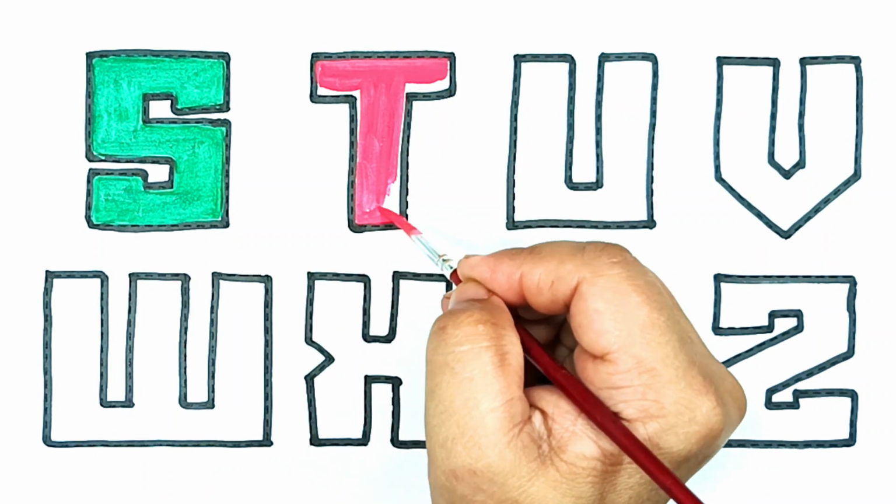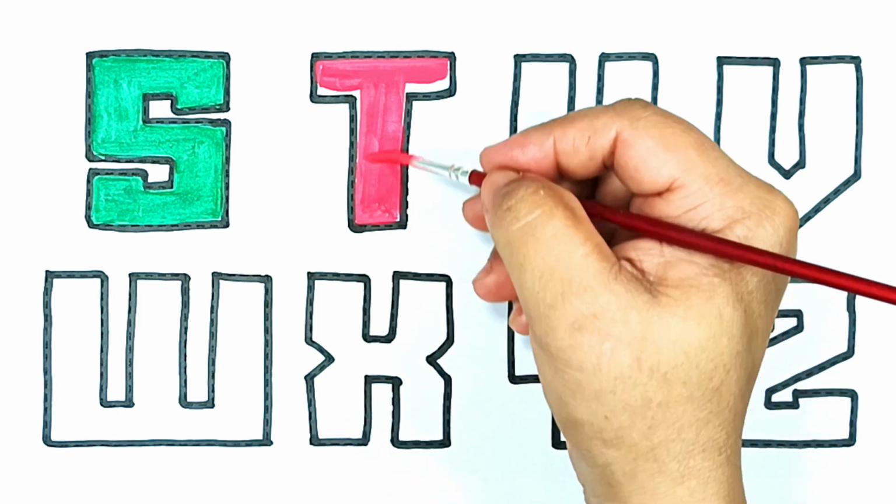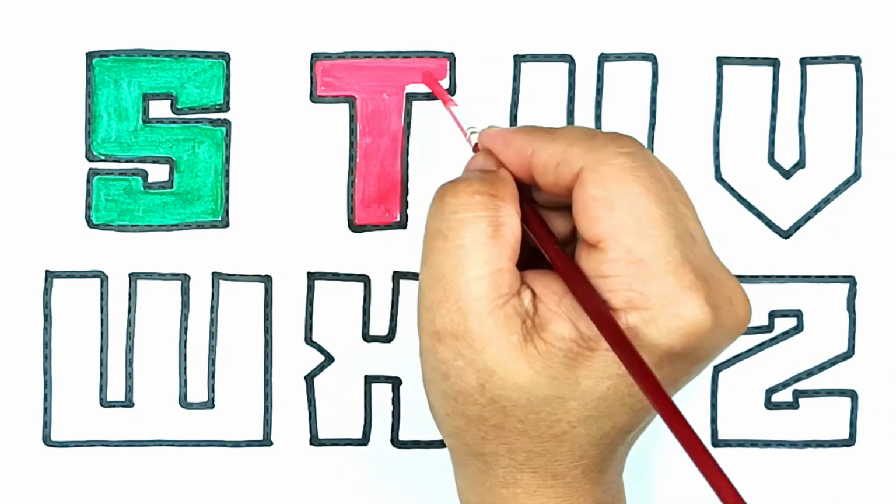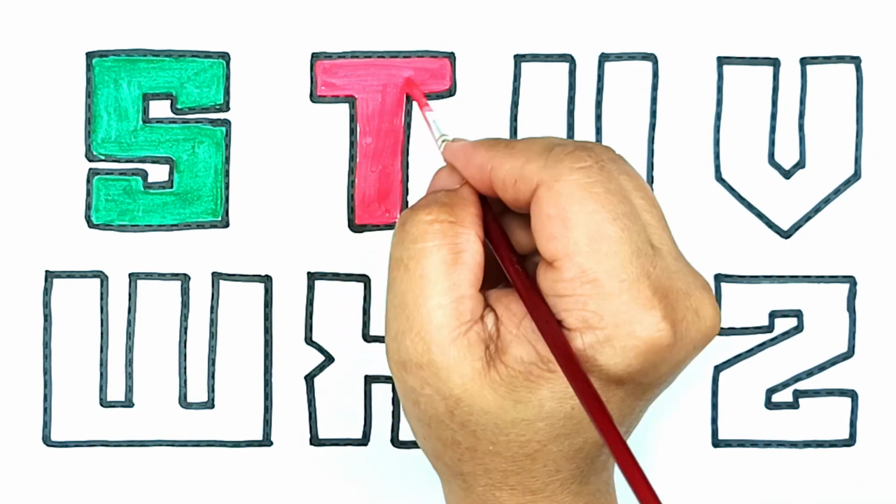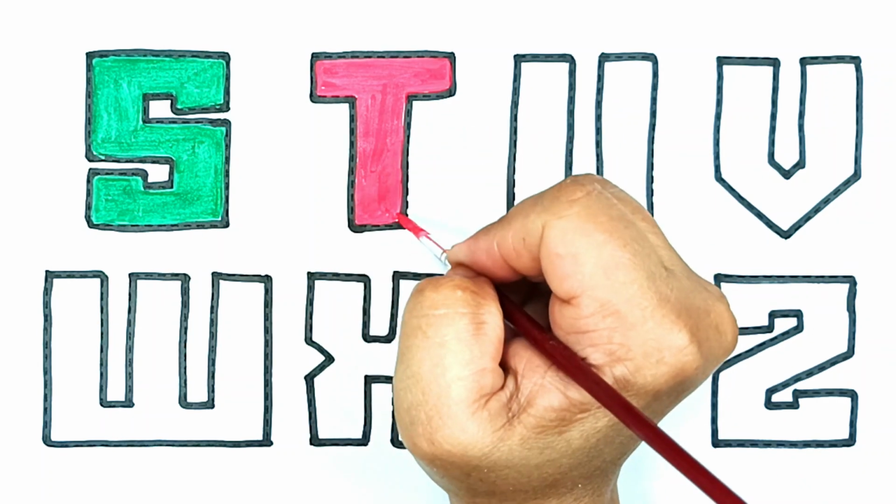T for tree. T for train. T is for toes, they tickle when you touch.